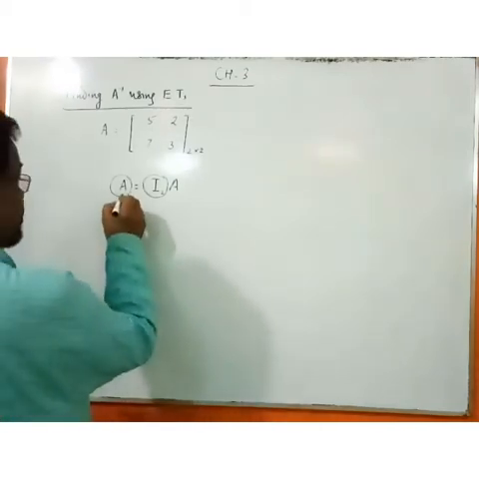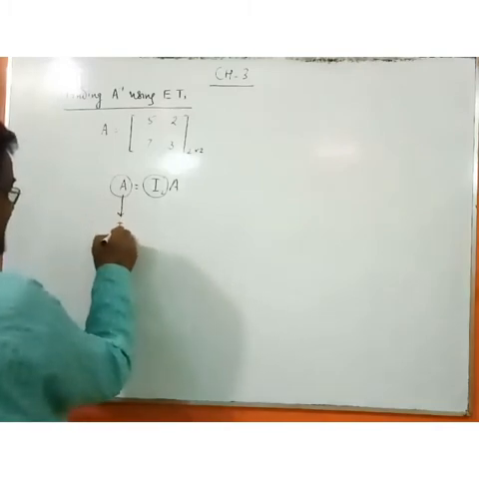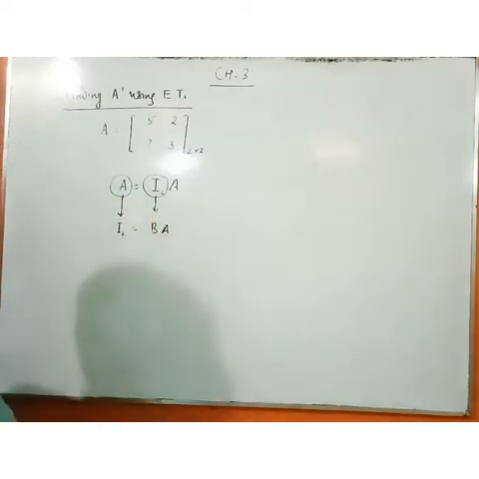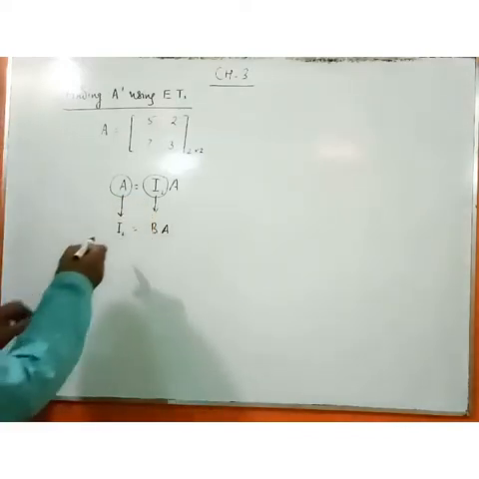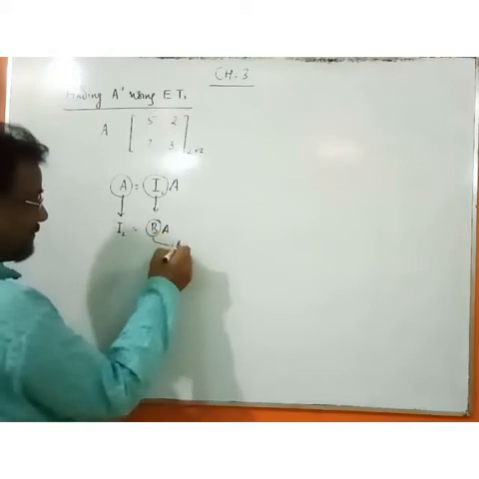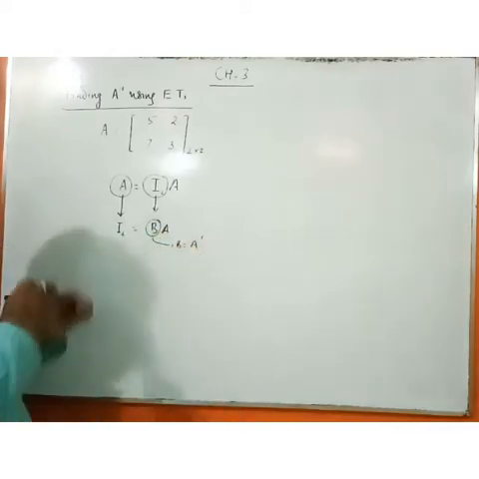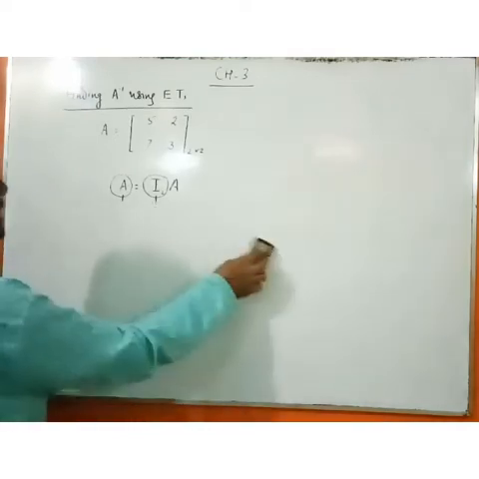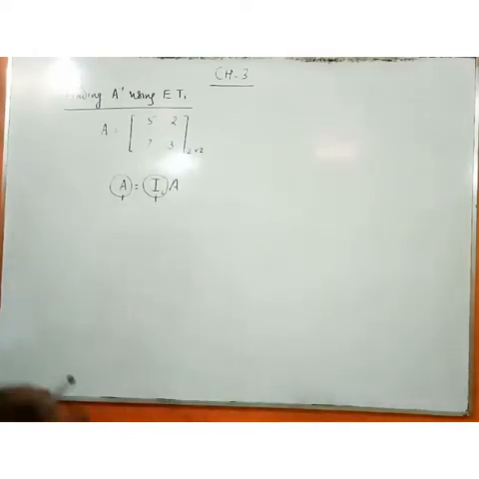And our motto is to convert this matrix into I2, then this matrix will be converted into some other matrix B. Now see, if BA is equal to I2, then B is the inverse of A. This is the funda of this elementary row transformation method. So let us see what we will do.